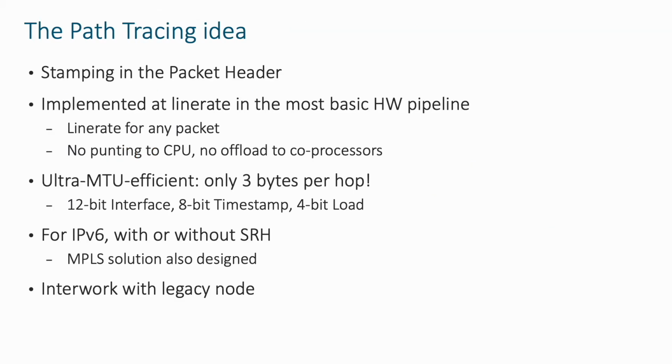The most important thing is that to make it work, you need to monitor in the most basic packet pipeline of the router. Any solution that would punt the packet to the line card CPU or any NPU coprocessor or any kind of process that would not use the same forwarding tables as your customer packet is not useful. All of these ideas have been engineered to be implemented in the basic pipeline at line rate effective for any packet.